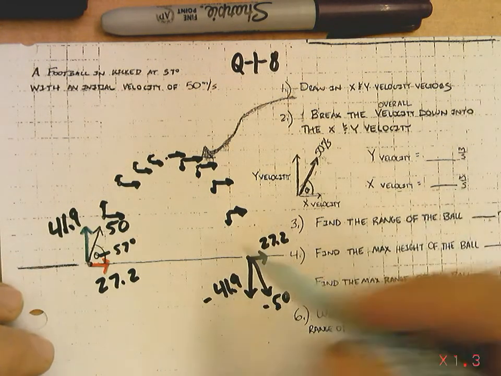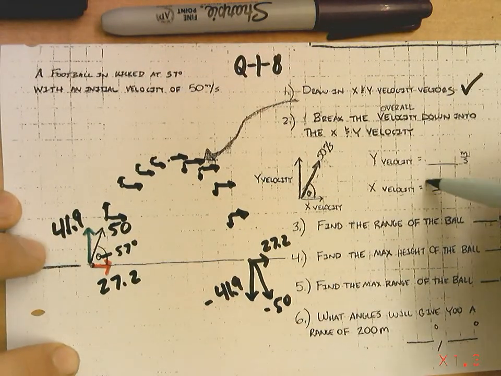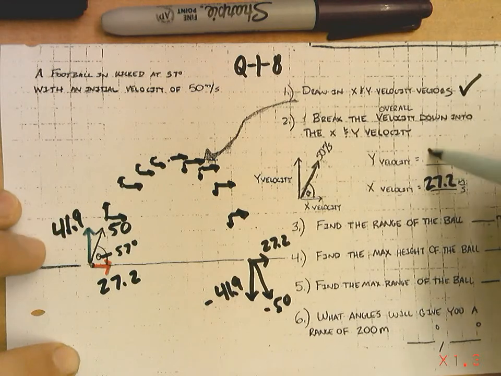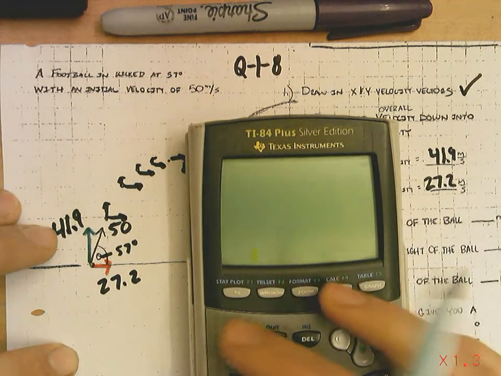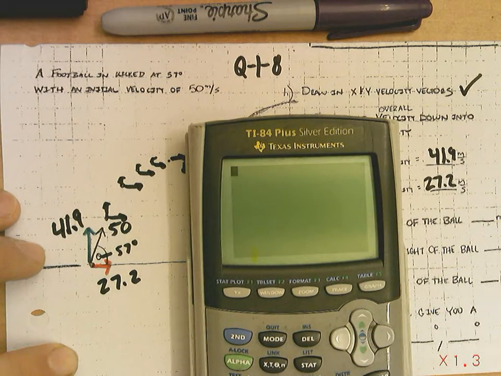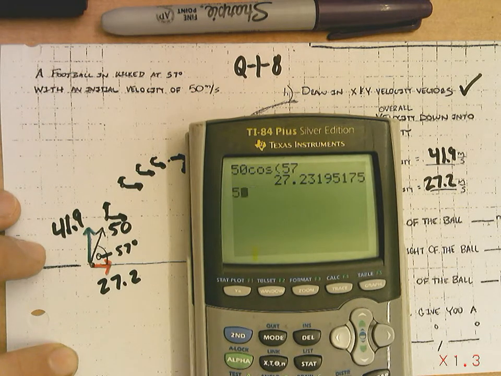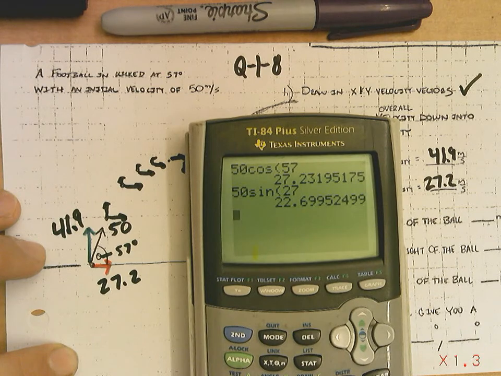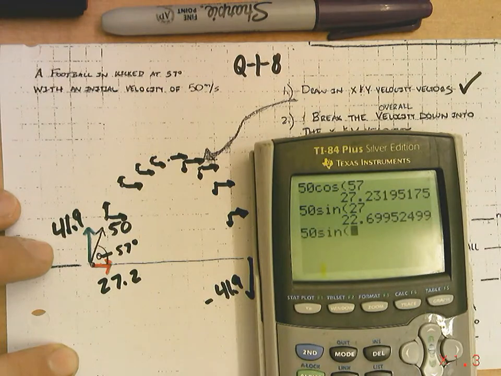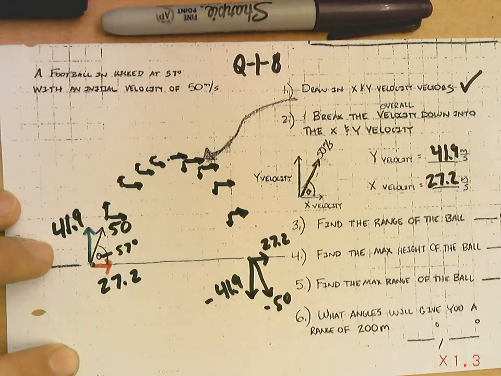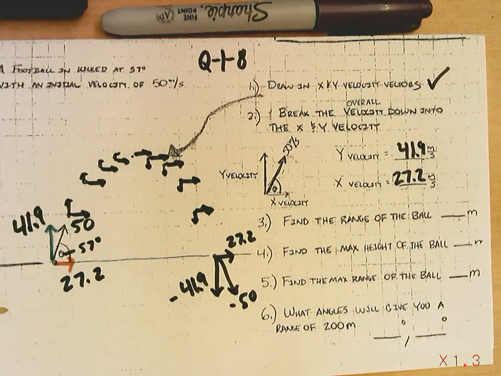So we can draw in our x and y velocity vectors. Check, did that. Break it down into its components. We did that, 27.2, 41.9. Remember, we can use sine and cosine also to get these things, so if you don't want to mess with the vector calculator, we could always say 50 cosine 57, and that would give me that 27 number, and 50 sine 57, that would give me the y number, 41.9.